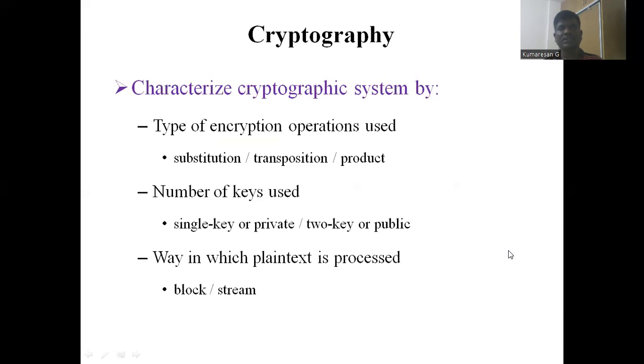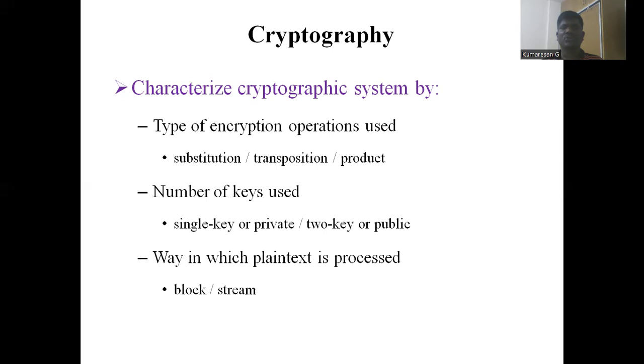Okay, so there are different types of encryption operations used. For example, substitution methods, transposition methods, and product methods. Substitution means they are replacing characters with numbers, numbers with characters, like that. In transposition, they are using some matrix forms. So likewise, there are many encryption operations. Based on the operation, they are encrypting the original message.